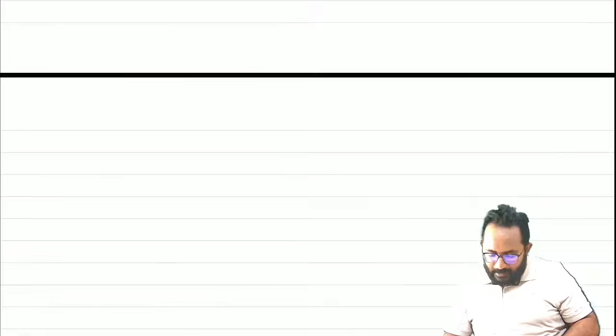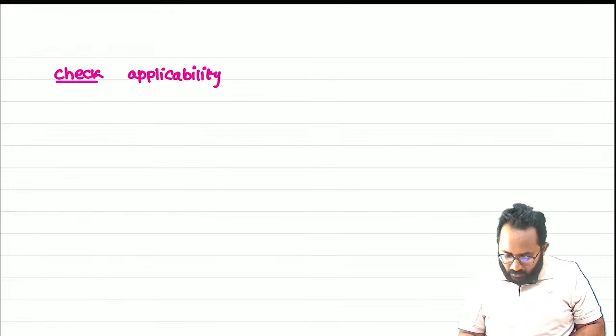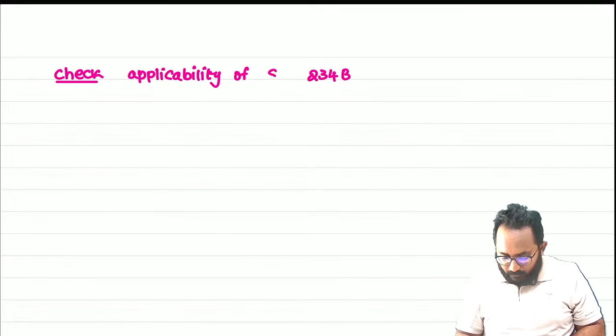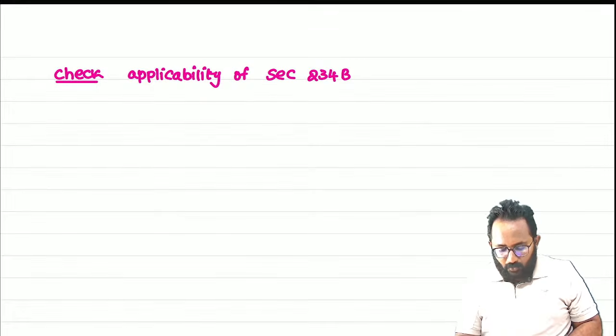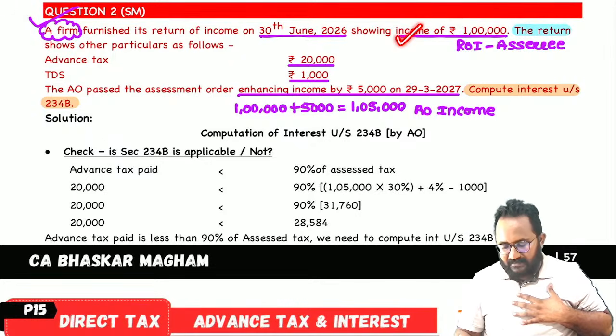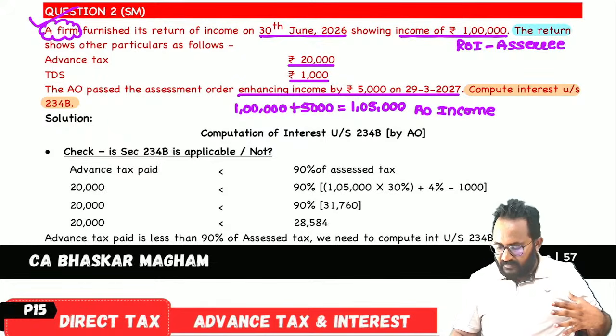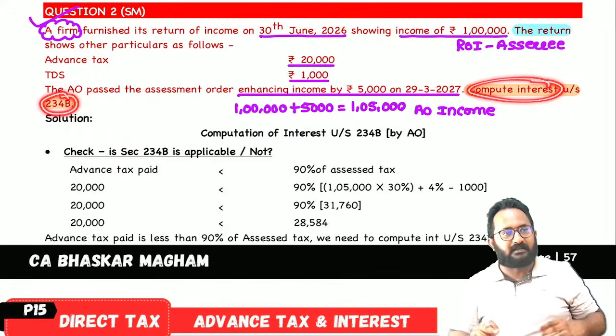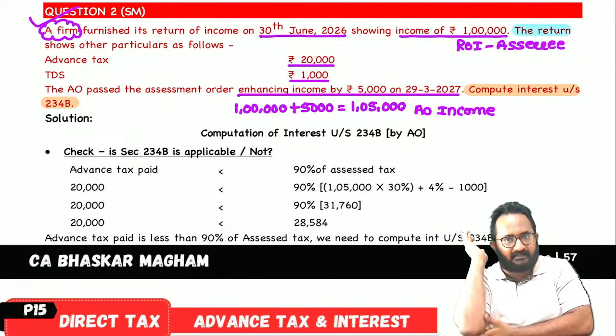Now I will solve it on paper. First I have to check whether it is a short payment or not, that is, the applicability of section 234B. First I need to check whether section 234B is applicable or not. They have given the SSC details and the assessing officer details. They are asking for interest, so whose interest are they asking? The final interest.